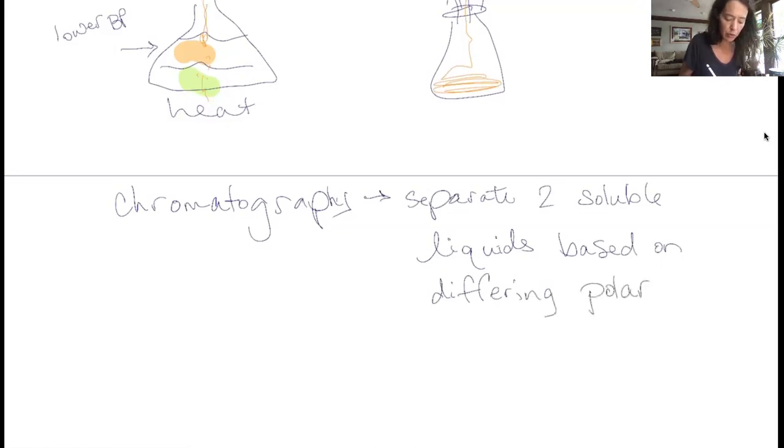Now you don't know what polarities means, and it kind of has to do with its attraction for other substances. But that is what chromatography is going to do. You can separate dyes in your ink, right? So if I have this marker here and I want to separate all the different colors that make up the red, I could do something like chromatography.